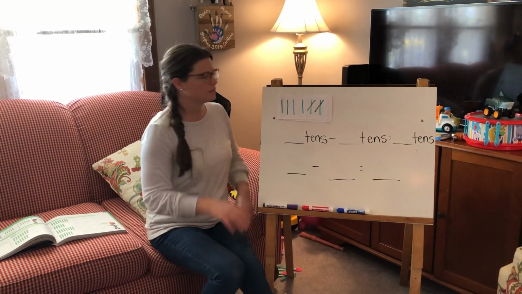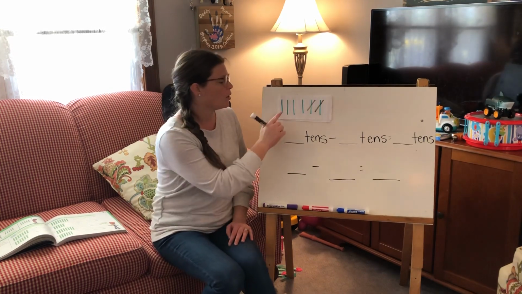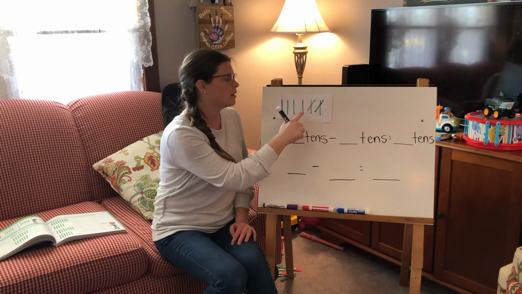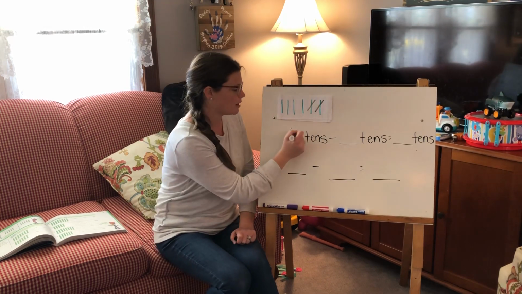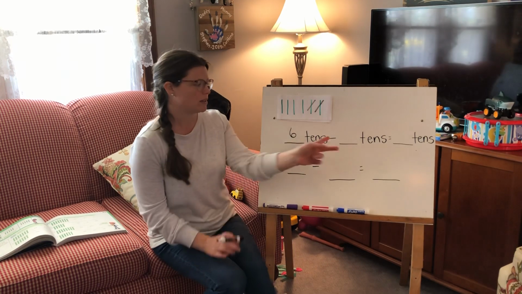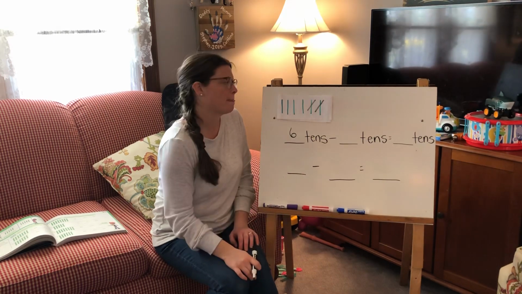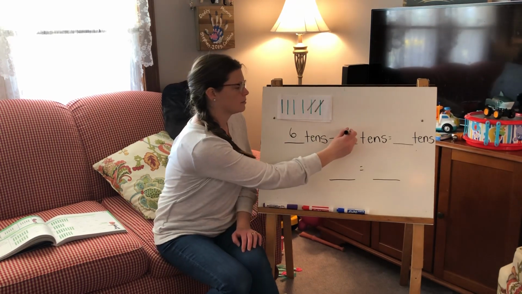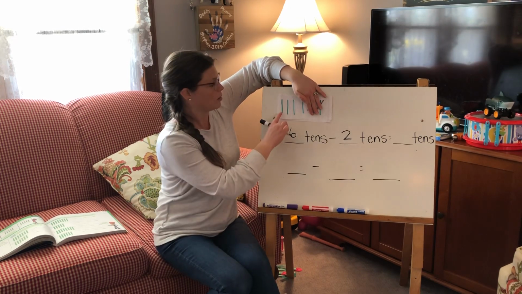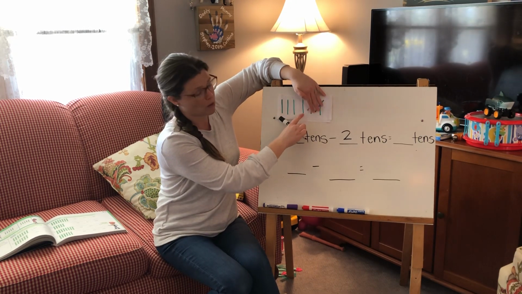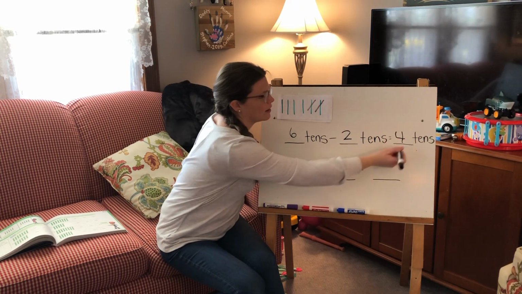Okay, so how many tens do we see in all here? Ready? Let's count them. 1, 2, 3, 4, 5, 6. So we have 6 of them, right? I'm going to write that on the line. Take away, so minus, well, how many were we taking away? 2, right? So how many are left over? 1, 2, 3, 4. So you'll go ahead and write that in there.